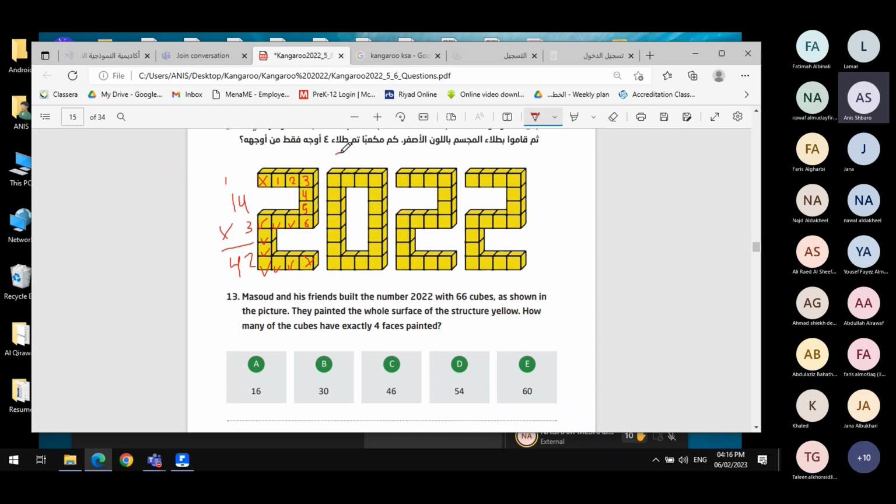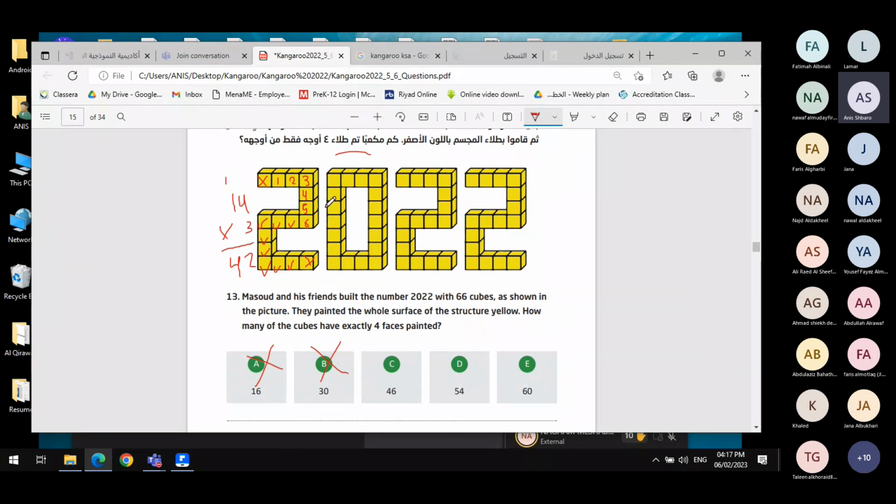We didn't test the 0 yet. So directly go to your choices. Any number under 42, I'm going directly to cancel. We don't need them. So our answer will be C, D, or E.